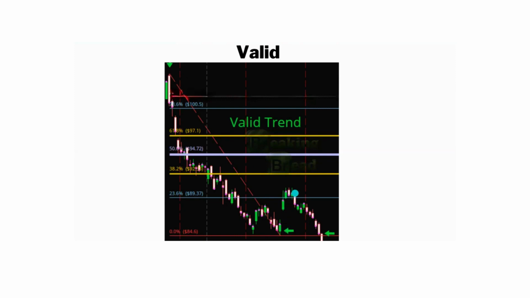It pulls back to the 23.6 level. It fills that. It starts to head back down, creating a newer low because it took out this low. Now we created a newer low and we're heading back down. So this trend is said to be valid. We're still validly in a downtrend, right? Came out, created a new low. Now we're headed back down. So this trend is said to be valid.